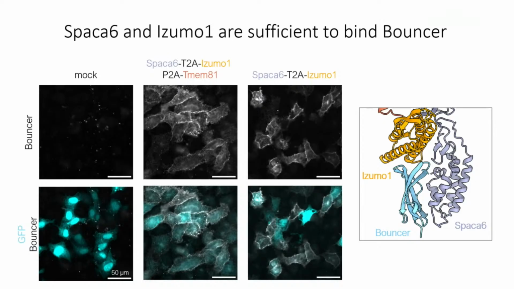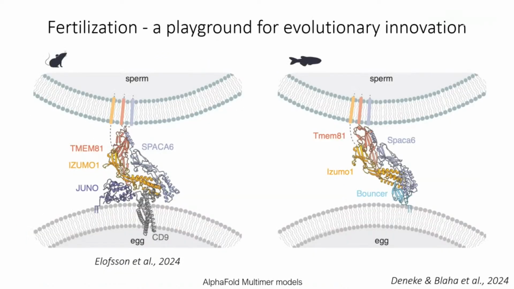So TMEM81 is really only necessary in vivo, we think, or at least mainly necessary there to stabilize this complex formation. We could then also generate mutants specifically to disrupt this, to test whether the structural prediction is true, and this holds true. So overall, what we think is that fertilization is an amazing playground for evolutionary innovation.